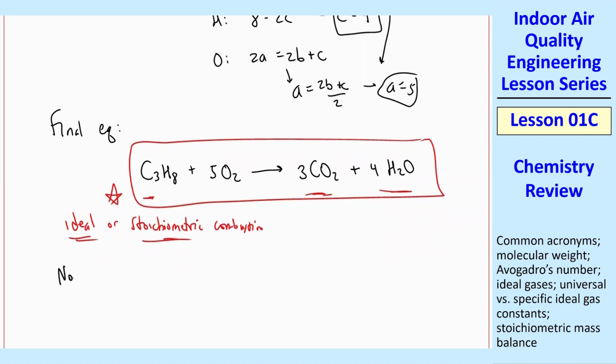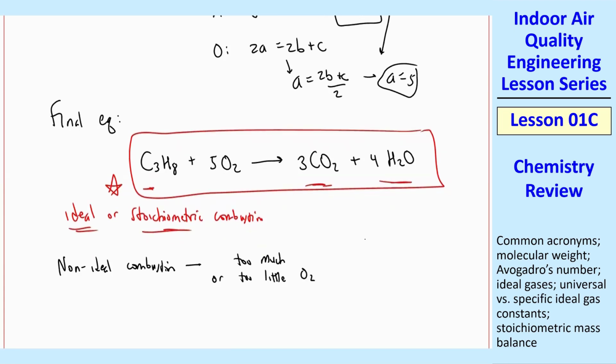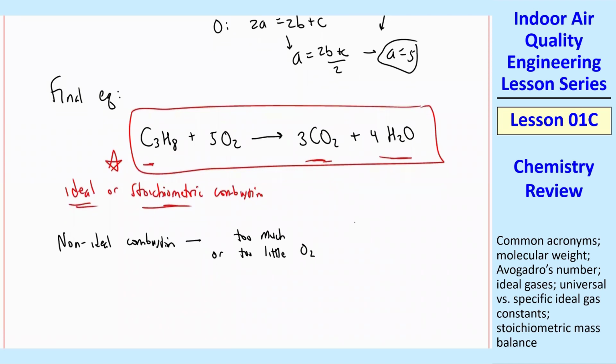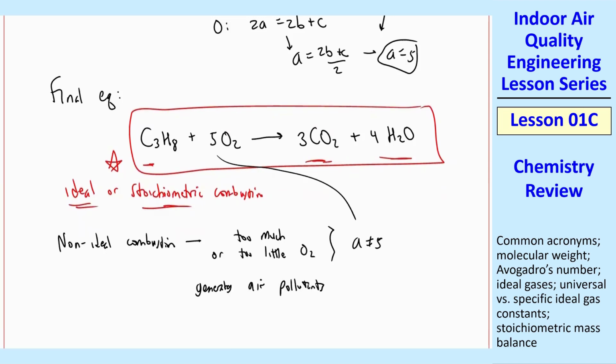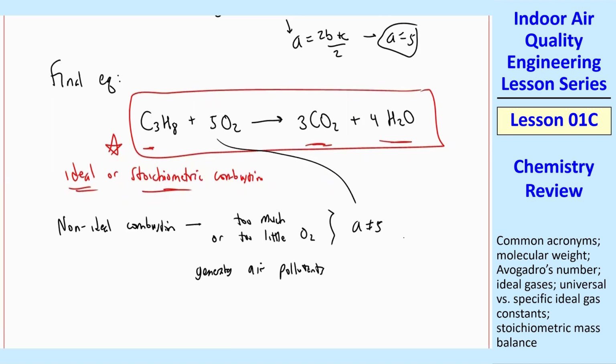If you had non-ideal combustion, then we either have too much or too little oxygen in the combustion of this fuel, which happens to be propane here. And so what happens is this coefficient, which we called A, would not equal 5. It'll be either too small or too big. And then you get other stuff coming out. So this generates air pollutants. A common one would be carbon monoxide or soot. And then you can get other aldehydes and alcohols and other things like that.